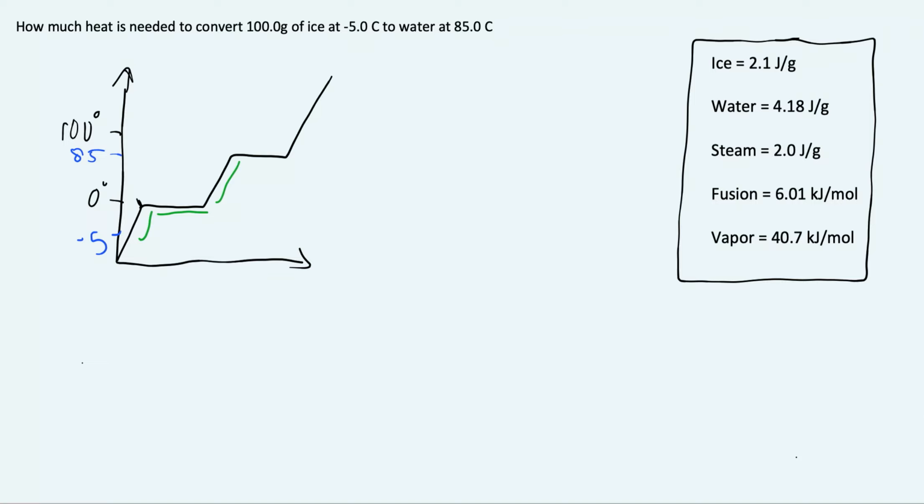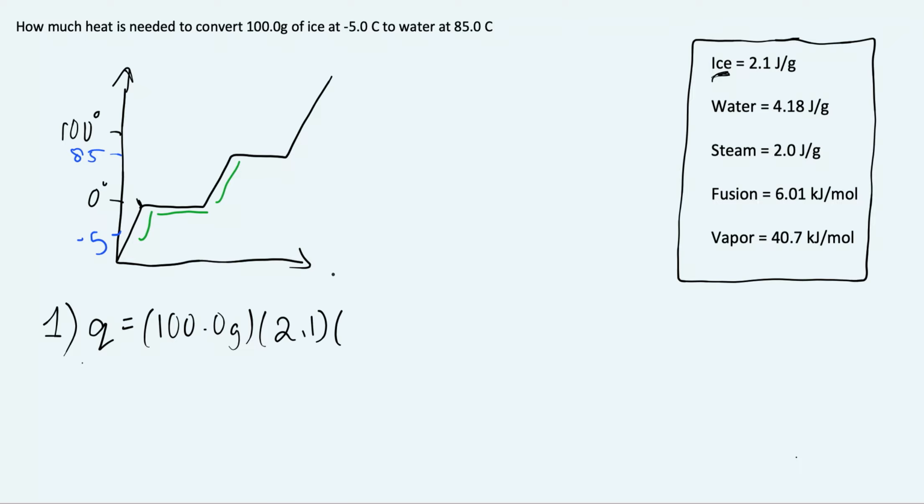Now let's turn these green lines here into equations. Step one, we are traveling diagonally, so every time you go diagonally you will use the equation Q equals MCAT. So your mass is 100 grams. Your C value, this is important: we are at ice right now. From 0 down below is ice, from 0 to 100 is water, and from 100 up is gas. Whenever you're at ice, you will use 2.1.